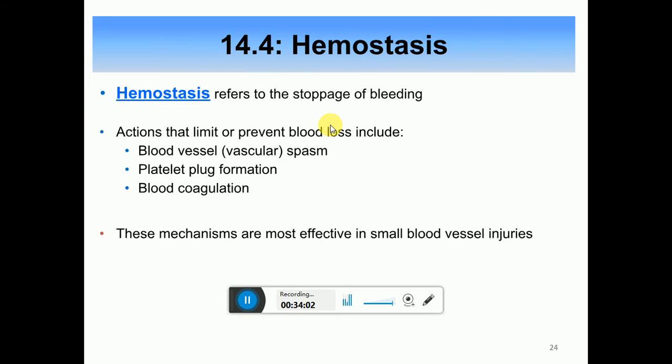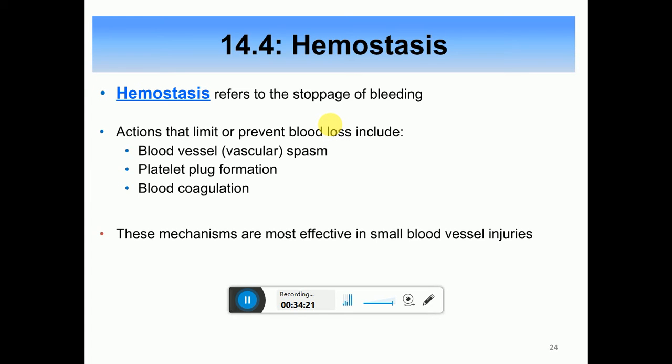Now for the steps of hemostasis. Again, make sure you're familiar with all of these different terms. Hemostasis, hematopoiesis, they all sound kind of the same, so make sure you are familiar with all of them and their definitions.